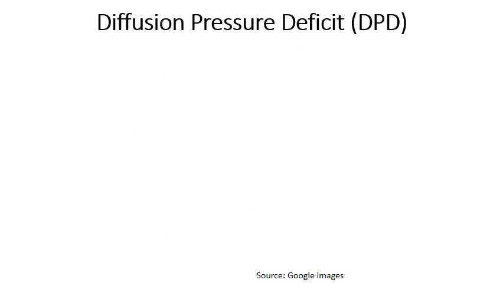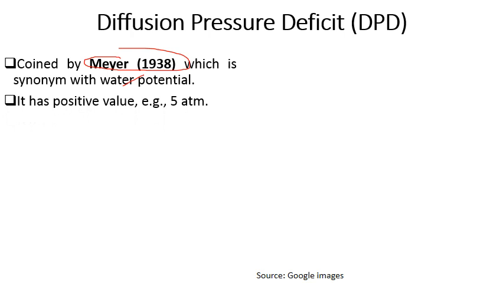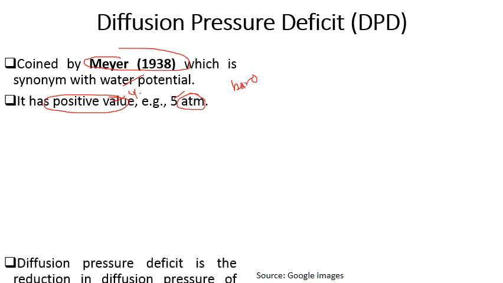The next is diffusion pressure deficit. So this is a synonymous term to water potential. It is also called suction pressure. This term was coined by Meyer in 1938, which is synonymous with water potential. It has a positive value, whereas the water potential value is negative, and for pure water that is 0. But this DPD has a positive value, for example 5 atmospheres, and we measure it in atmospheres, while water potential is measured in bars.